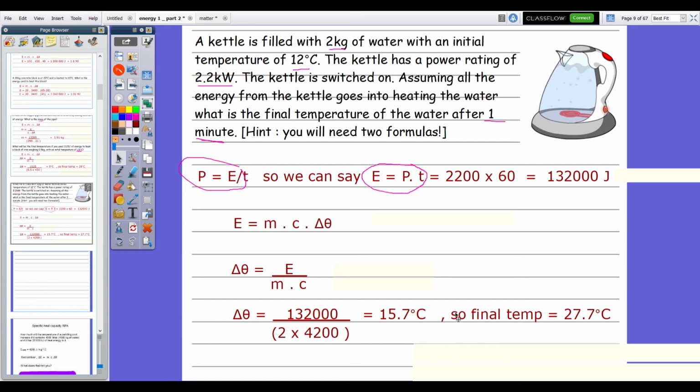Okay, that's what you need to do for specific heat capacity. Please go through those. Go through it slowly if you want to review anything, and that's good.